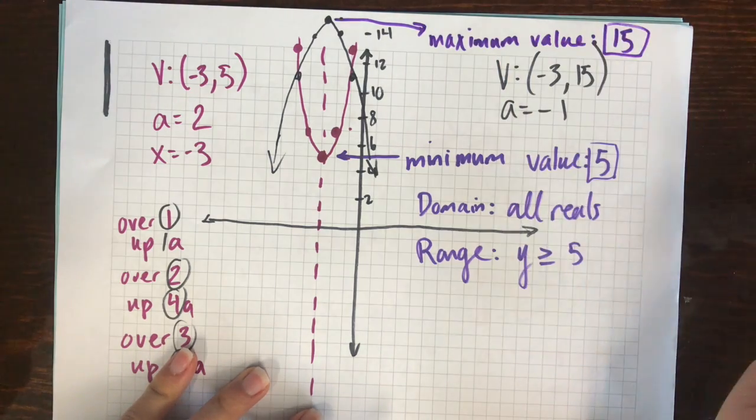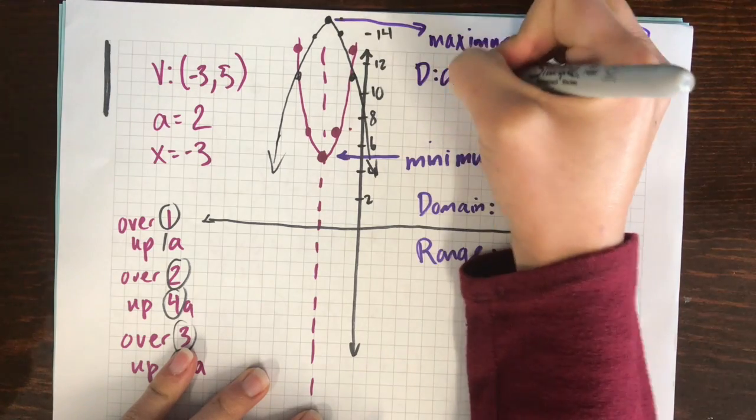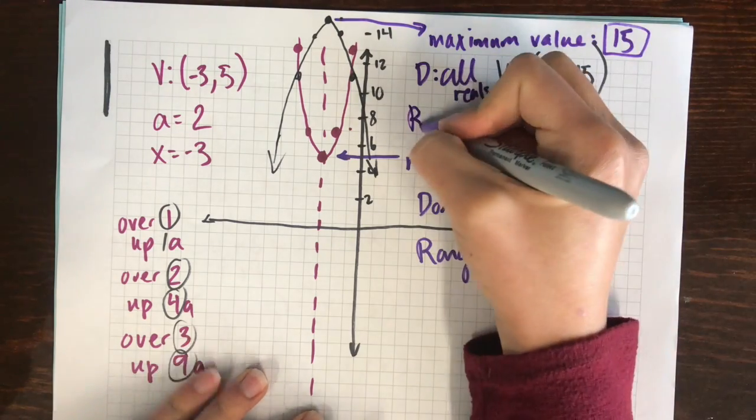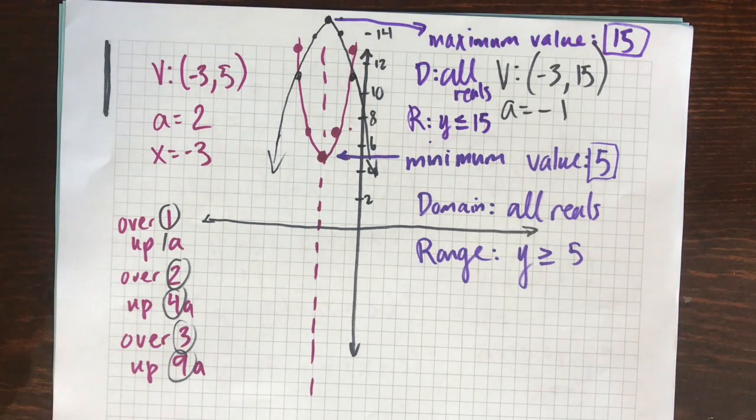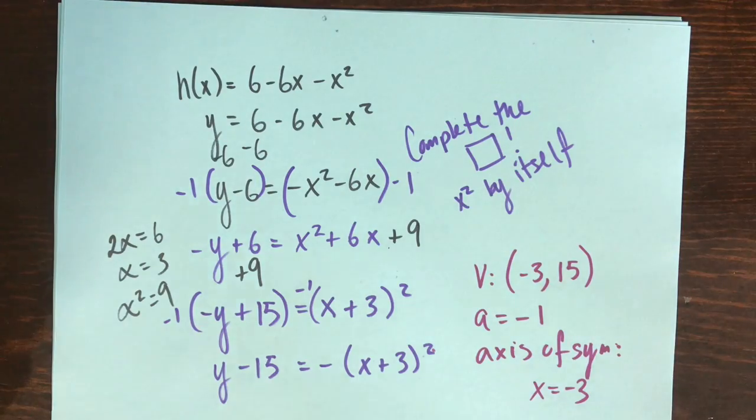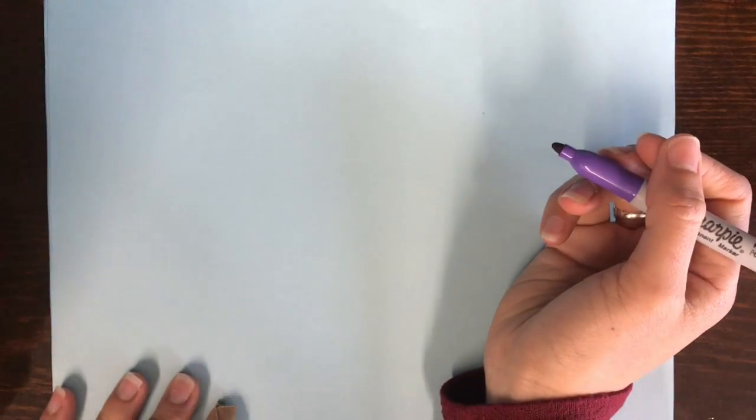But anyway, this time, since it's facing down, we actually have a maximum value, right? The parabola doesn't go any higher than that vertex point. So the maximum value of this parabola is going to be 15. The domain, of course, is all reals because there's no restrictions on my domain. And then the y is going to be less than or equal to 15, right? Anything less than or equal to 15 because that was the highest point, and then it can have anything lower than that.